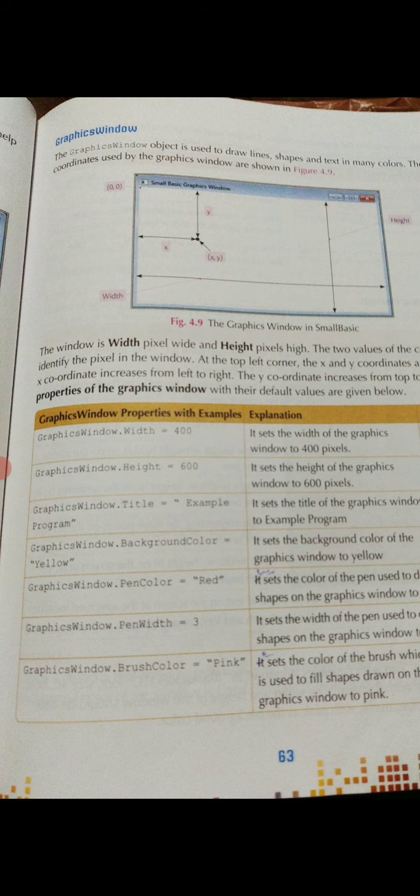Here you will get the graphic window properties. Okay. The first graphic window property is your width along with its function. Okay, then again you will get your height, title, background, pen color, pen width, brush color. So these all are the graphic window properties with their respective functions. Clear this, my students?